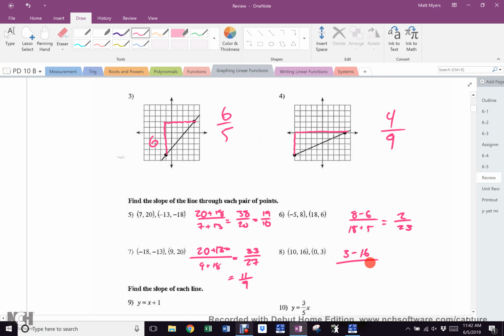I don't know, is it? 8 minus 6. 8 minus 6. Oh, yeah, I reversed them. So 6 minus 8.